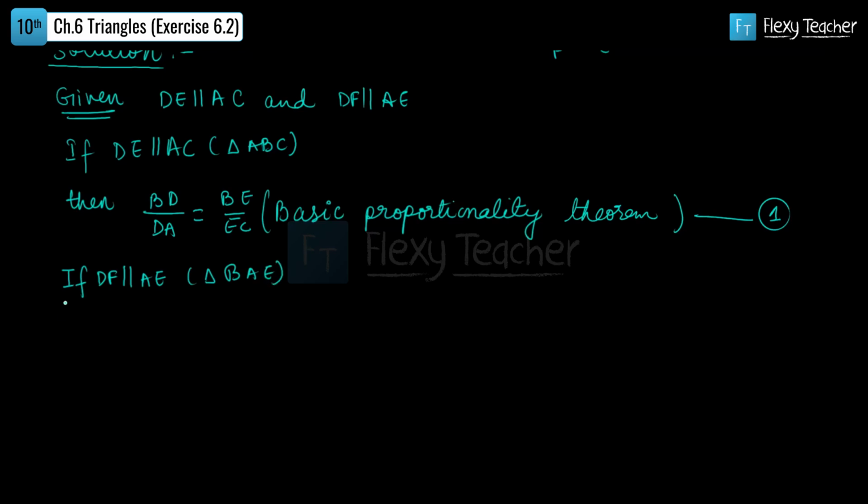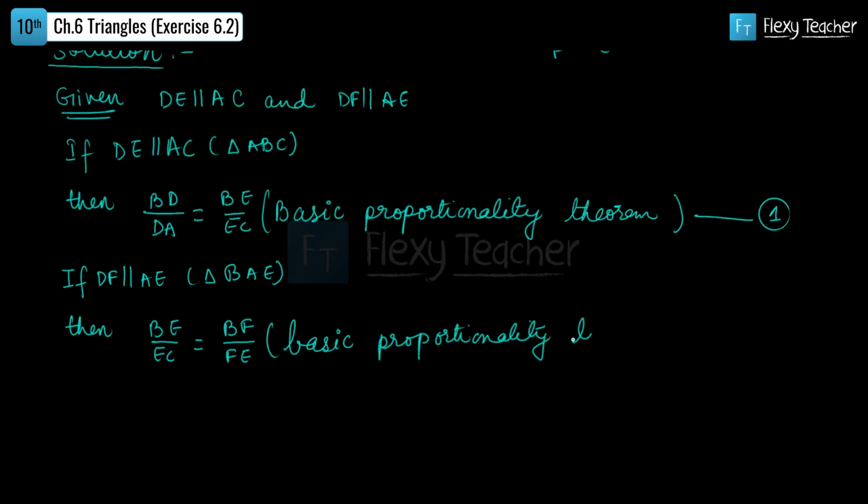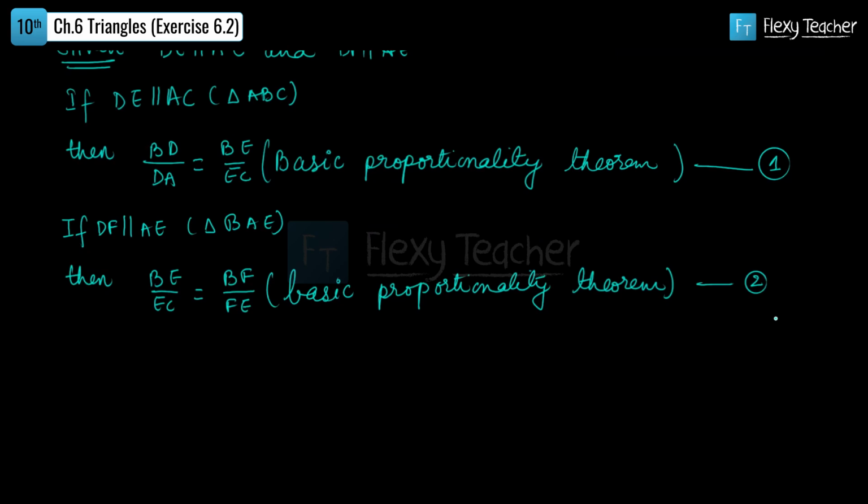Okay. Then in that case, BE upon EC is equal to BF upon FE, basic proportionality theorem, and this is number 2. So from 1 and 2 we see that BD upon DA is equal to BE upon EC and BE upon EC is equal to BF upon FE. So both the ratios have BE upon EC ratio common.